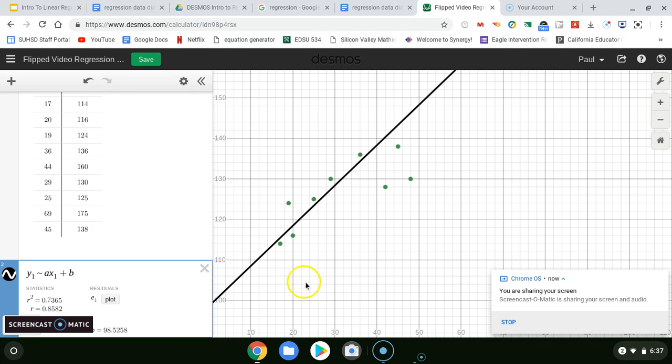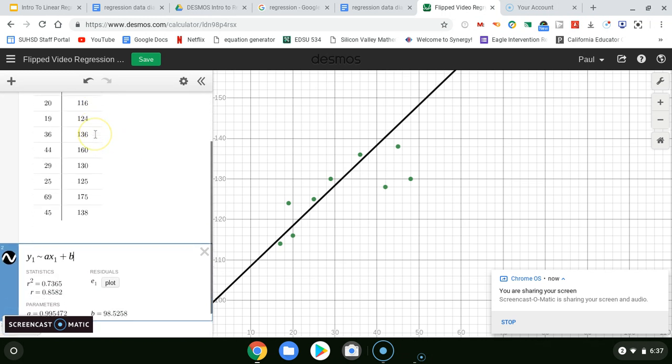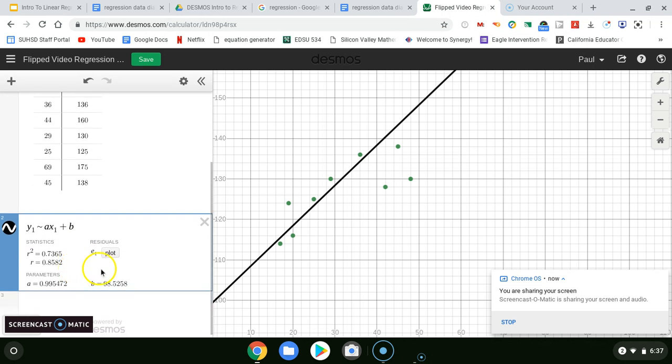Okay, and then here's our line. That's the best fit line. And what y1 is doing is calling all the y values, x1 is calling all the x values, and then this code fits the best one to it. There's a residual plot you can access. r is called the correlation. We'll talk about that in a minute.